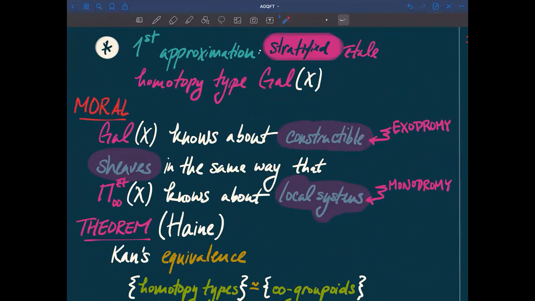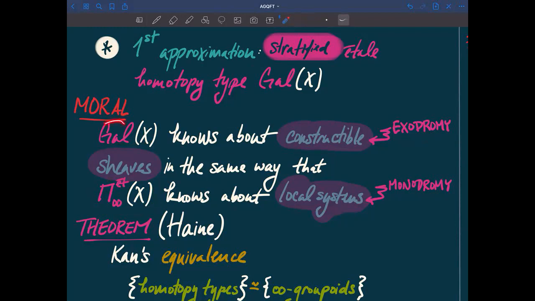I'll tell you what kind of object it is in a moment, but it's a thing that we're calling a stratified étale homotopy type. But morally, what is it supposed to do? It's supposed to address the issue that the étale homotopy type only knows about local systems. That relationship is called monodromy. We're going to address it by saying that Gal X should have the same relationship with constructible sheaves that the étale homotopy type has with local systems. This new relationship is what we're calling exodromy.